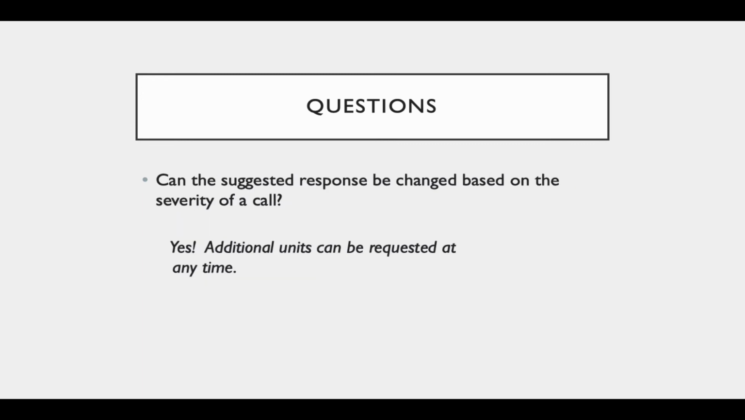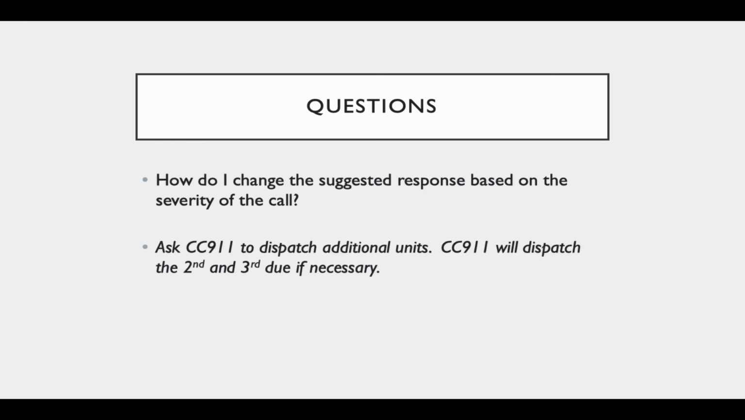Can the suggested response be changed based on the severity of the call? Yes. Additional units can be requested at any time. For instance, if we're dispatched to a wreck on I-20 that involves 4 vehicles and multiple entrapments, that engine or battalion chief can go ahead and upgrade the call and call for another engine or a rescue truck to be en route as well. How do I change the suggested response based on the severity of the call? That's simple. Just ask 911 to dispatch additional units. 911 will dispatch a second and third due if necessary.